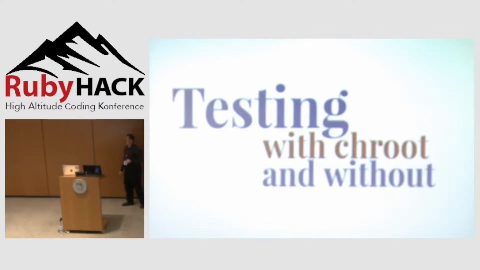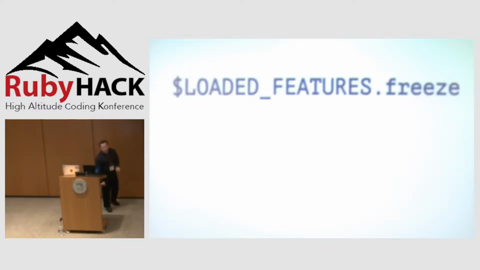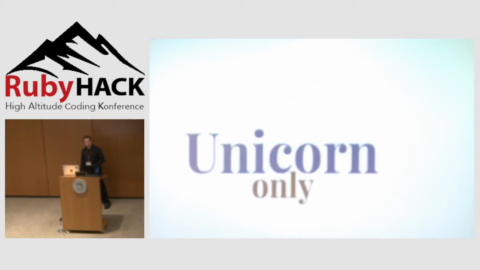So in some cases, it can be helpful to run the tests without using chroot and still catch runtime require issues that would be caught when chrooting. And this is useful if you want to have the ability to run tests without being root. So in terms of catching runtime requires, a good way to do that is to freeze loaded features. And then any attempt to require a file at runtime, either via the require method or via an auto-loaded constant, will raise an exception because it would not be able to modify loaded features. Now, the only Ruby web server that currently supports chroot is Unicorn.